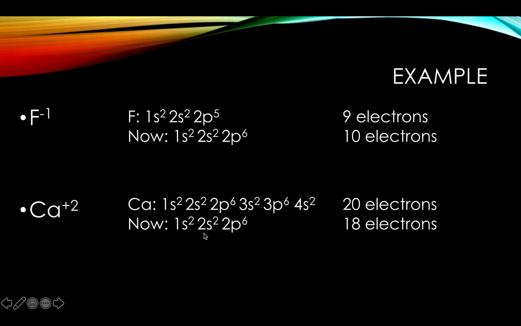I have misprinted this, but there should be 1s2, 2s2, 2p6, 3s2, 3p6. That is the ending point. I've misprinted it, so my apologies.